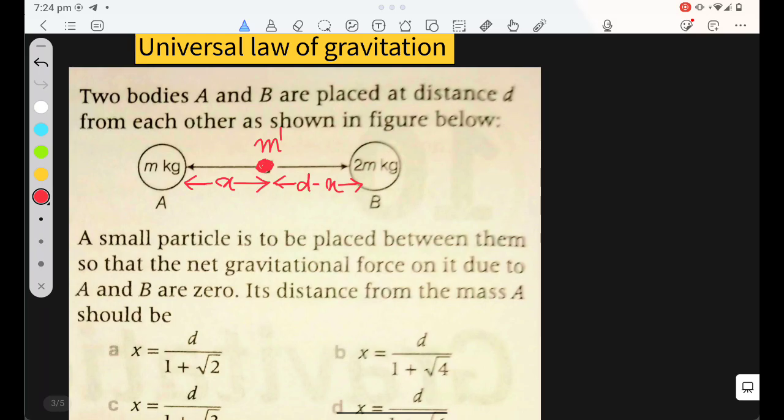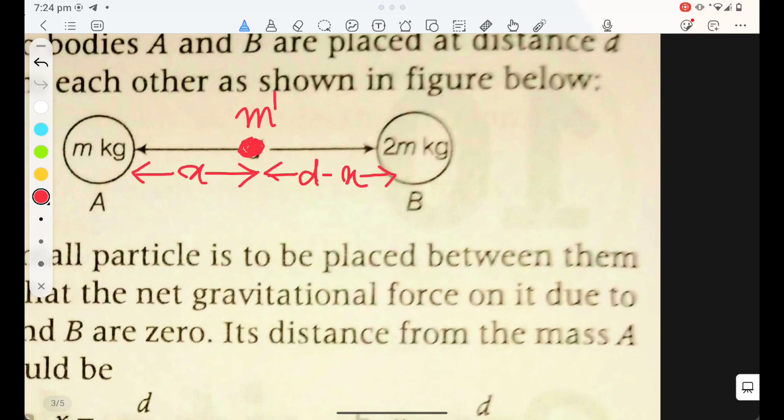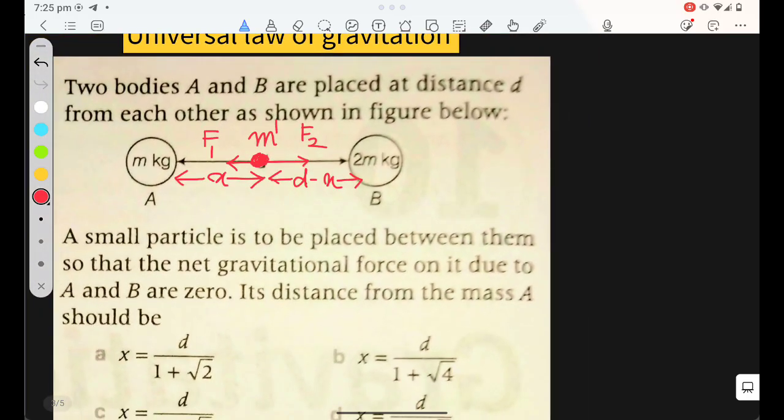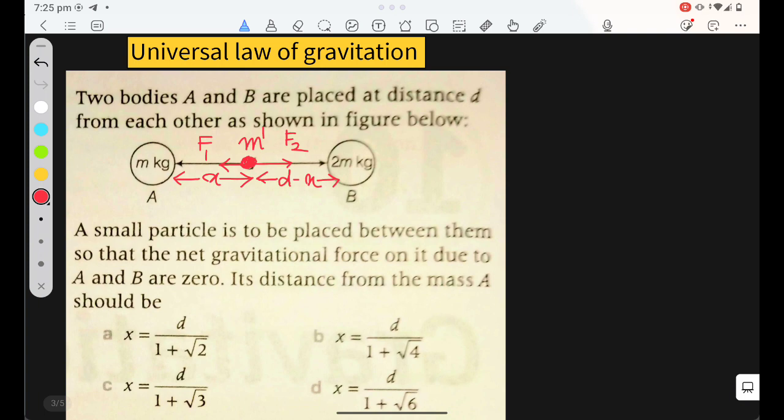What are the gravitational forces which are acting on this body? We will discuss that first. The gravitational forces are in these directions. Here we have F1 and here we have F2. Since the net force on the mass m dash is 0, F1 must be equal to F2.